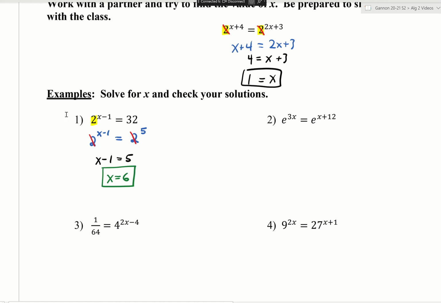It does say check your solutions. Well, if you plug in 6, 6 minus 1 is 5. And if you plug 2 to the 5th power in a calculator or multiply 2 5 times, you will get 32.